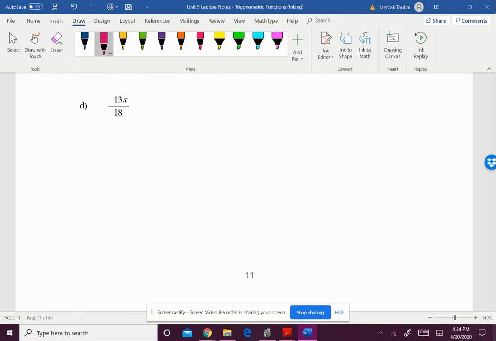Negative 13 pi over 18. It's negative, so we add 2 pi. So negative 13 pi over 18 plus 18 times 2, which is 36 pi over 18. And then 36 minus 13 will give us 23.